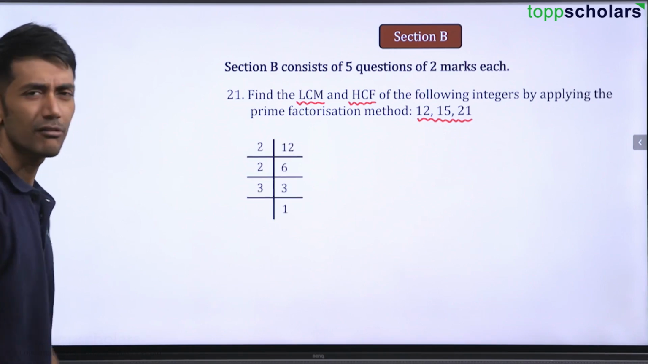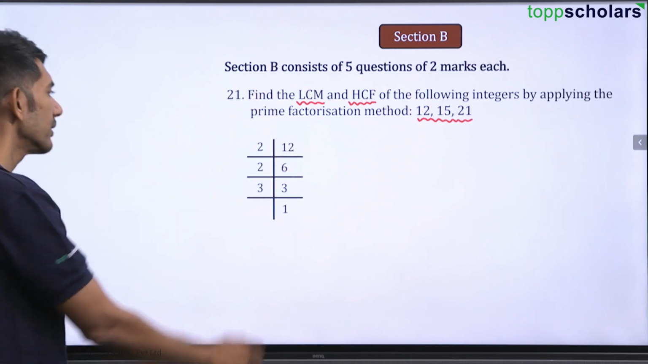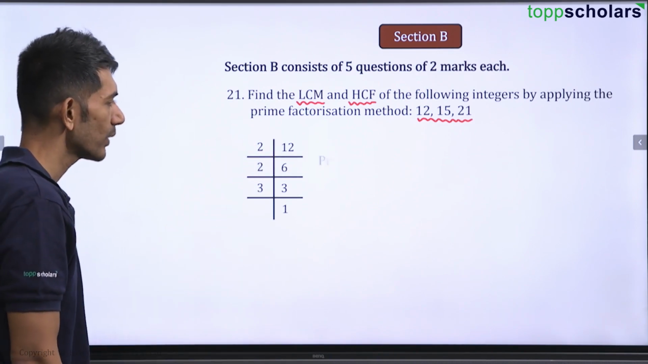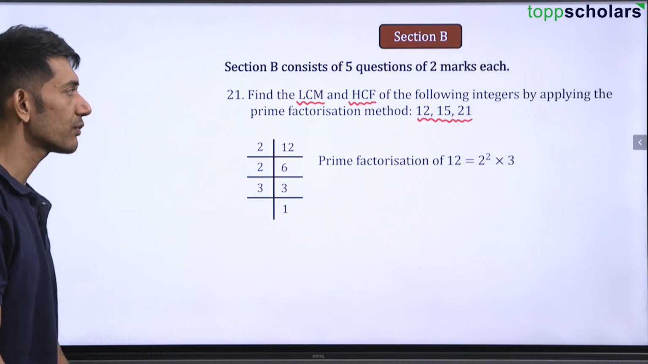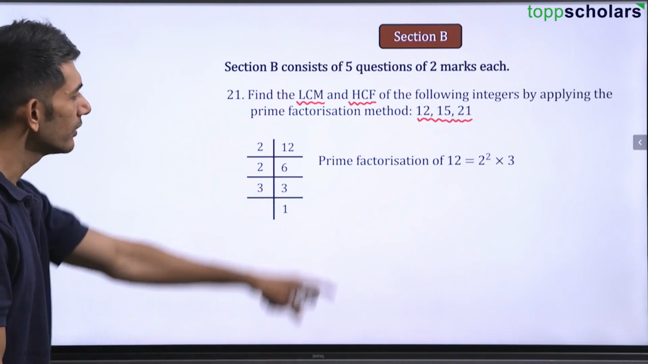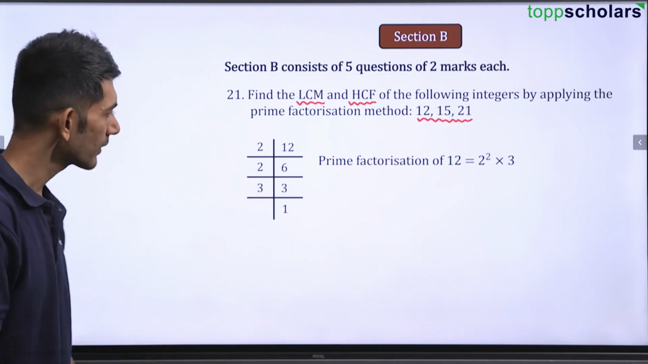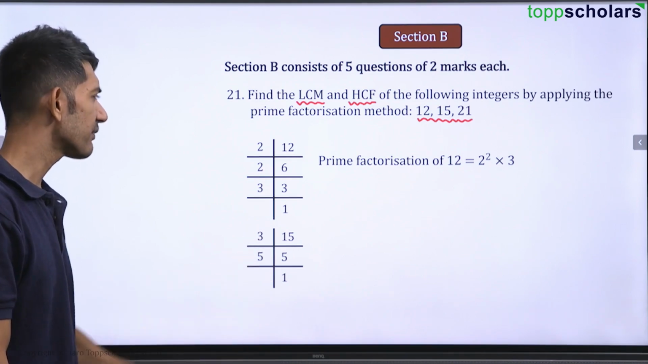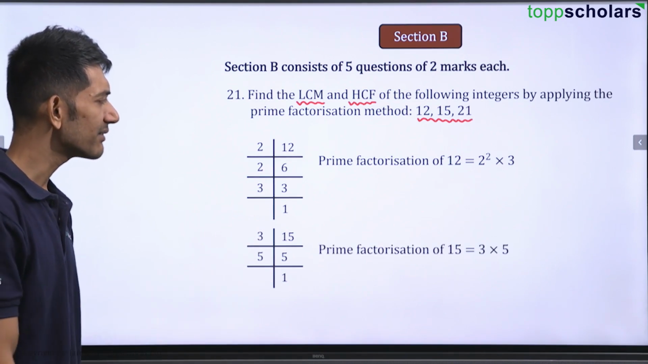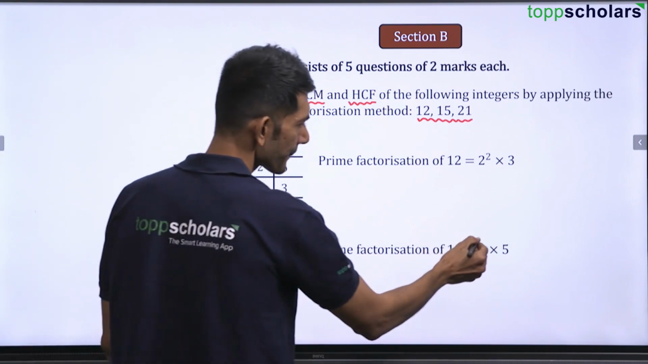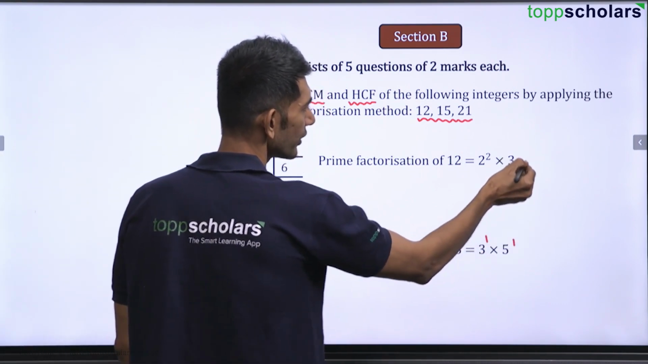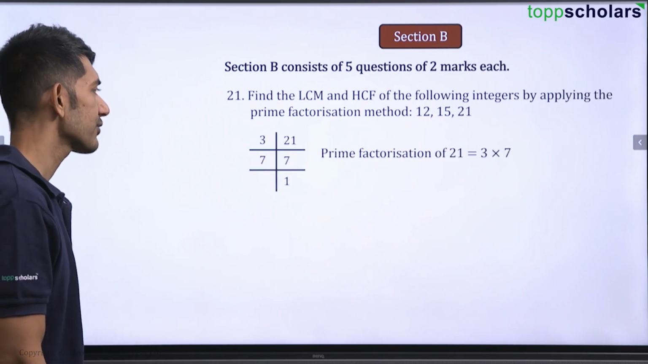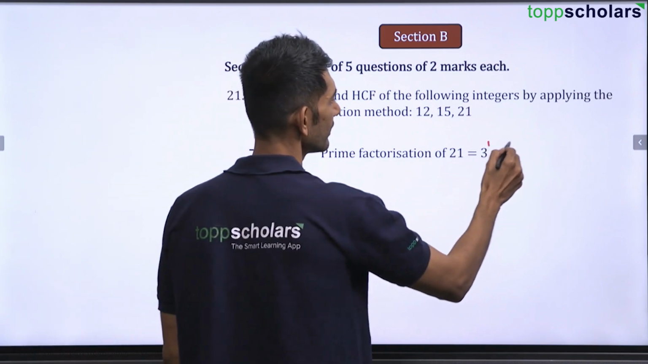A simple question. Firstly, let us prime factorize 12. We can divide by 2 to get 6, divide by 2, you get 3, divide by 3, you get 1. So what is the prime factorization of 12? Prime factorization of 12 is 2 square into 3. Correct? Now, let us prime factorize 15, divide by 3, divide by 5. So 3 into 5, that is 3 raised to 1 into 5 raised to 1. Then you can move on to 21. The prime factorization of 21 is 3 into 7, that is 3 raised to 1, 7 raised to 1.